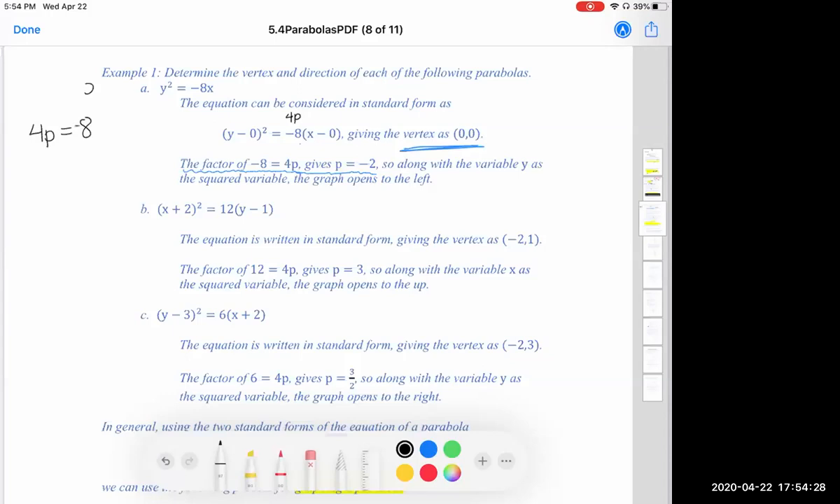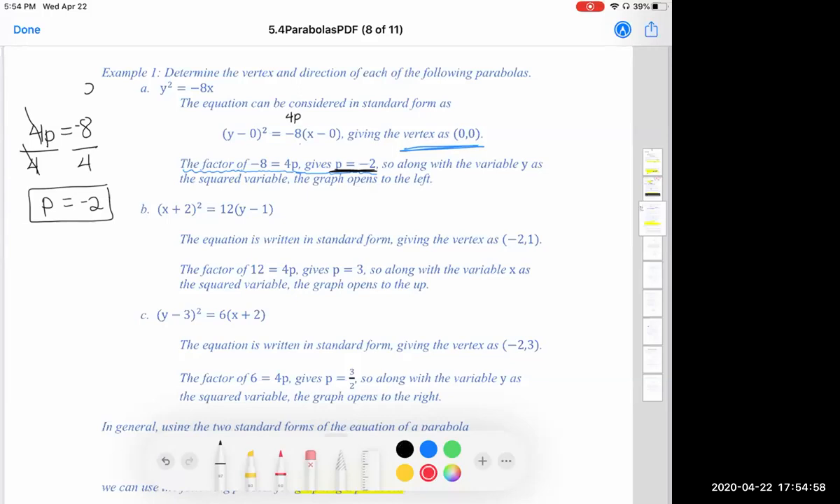Well, let's find p. You can do so by solving for it. So divide by 4, divide by 4. 4 over 4 is 1. We're left with p is equal to negative 2. And that gives you that same conclusion, in case you don't like to think of it as a factor. So along with the variable y as a squared variable, the graph opens to the left. That's A. Let's go with B.